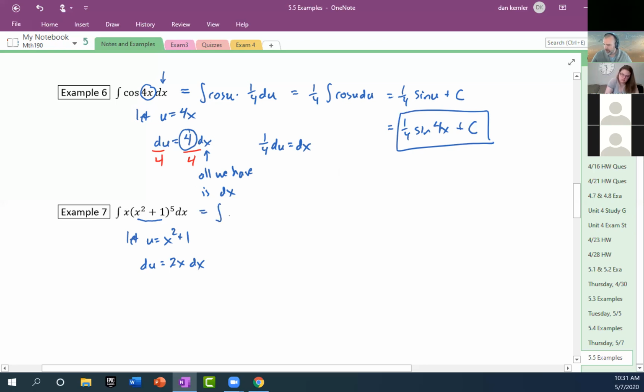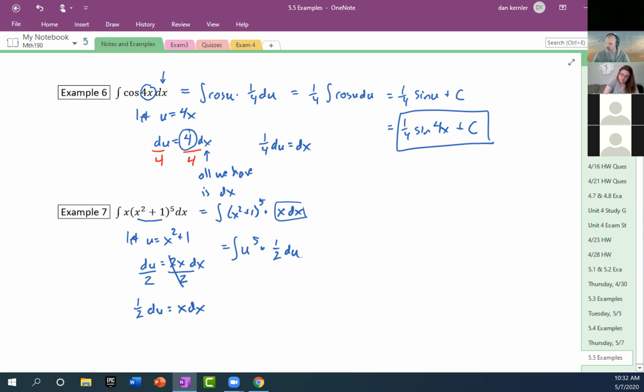If I rewrite the original integral, I have x squared plus 1 to the 5th times x dx. That's all I have. All I have is x dx. So it's no big deal. Just like Haley said for the previous one, we'll just divide by that constant. We'll divide both sides by 2, so 1/2 du will be x dx. And now this becomes u to the 5th times 1/2 du, and that's 1/2 integral of u to the 5th du.